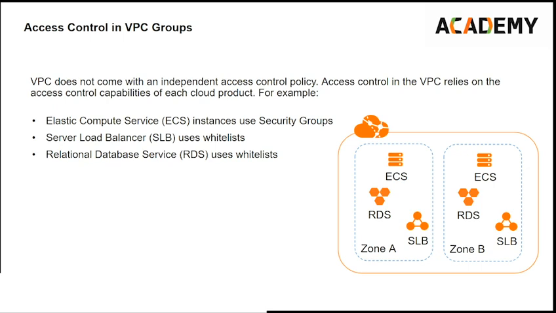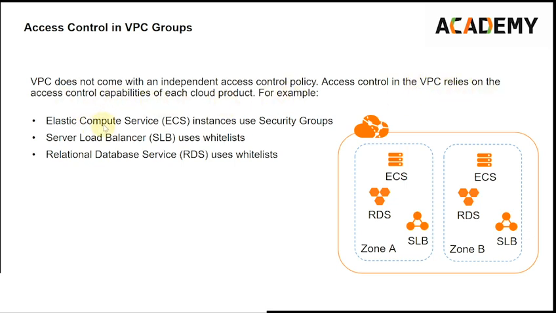Till now we have successfully created a VPC, a network, vSwitches, and routes, and we have understood the importance of the VPC along with the CIDR block. Now the next step is access control in the VPC. Access control means the VPC doesn't come with an independent access control. Access control in the VPC relies on the access control capability of each cloud product.